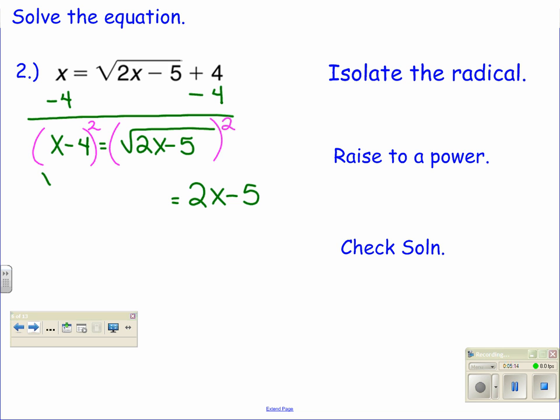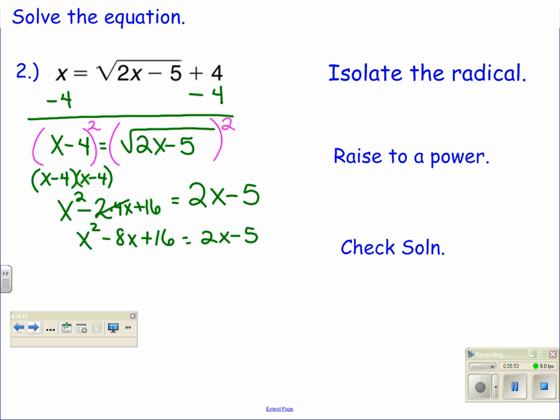Over on the left side, this really becomes a foiling. x minus 4 times x minus 4. There is a pattern to these. I will have x squared because I get x times x. I'll get a negative 4x and a negative 4x. You really get 2 times the product of each of those multiplied, so 2 times 4x, plus 16. This becomes x squared minus 8x plus 16 equals 2x minus 5.